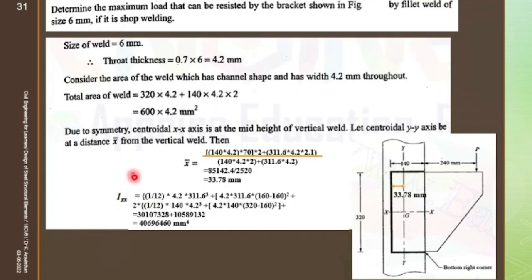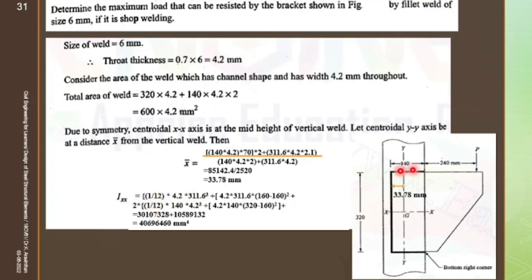How to find moment of inertia? Why you need moment of inertia is for finding F1. F1 can be found out by using moment of inertia, F1 and F2 force. Okay, so what is the formula for finding moment of inertia for this rectangle? What is the breadth here? Breadth is 140, thickness is 4.2. So BD cube divided by 12. So this is what is written here.